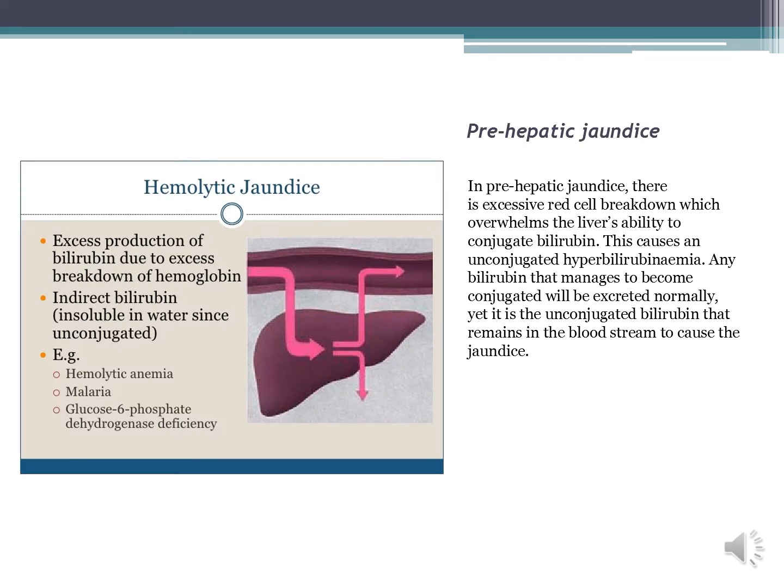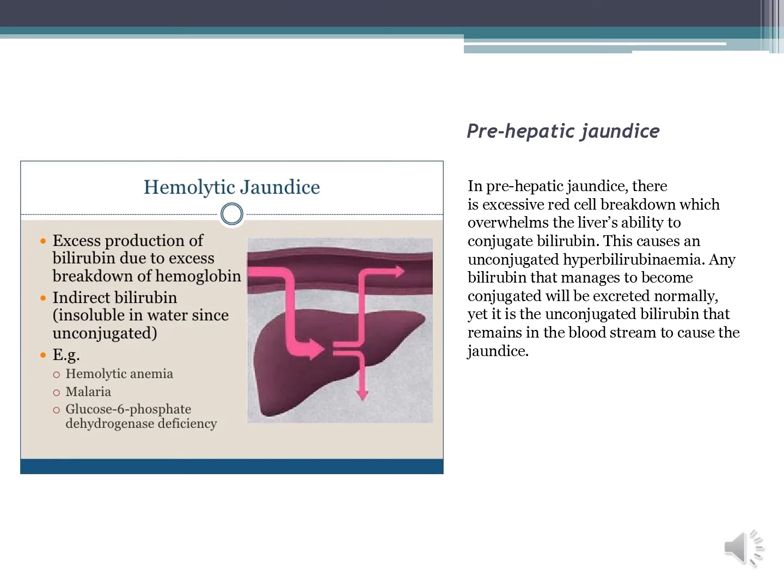Prehepatic jaundice. In prehepatic jaundice, there is excessive red cells breakdown, which overwhelms the liver's ability to conjugate the bilirubin. This causes an unconjugated hyperbilirubinemia. Any bilirubin that manages to become conjugated will be excreted normally, yet it is the unconjugated bilirubin that remains in the bloodstream to cause the jaundice. Here the picture would describe hemolytic jaundice.